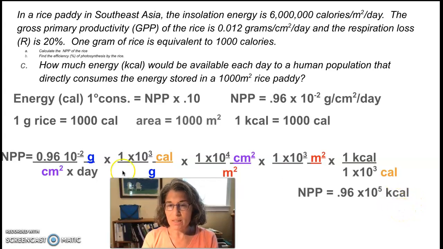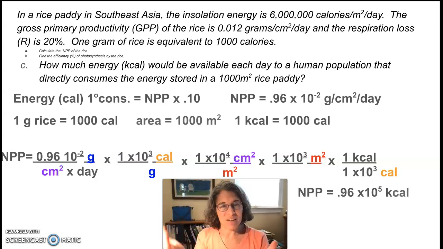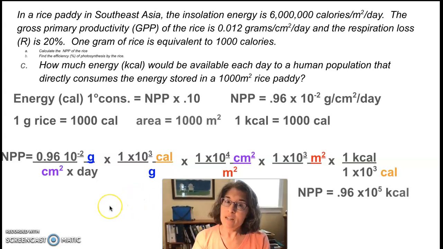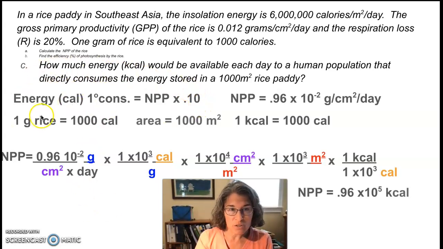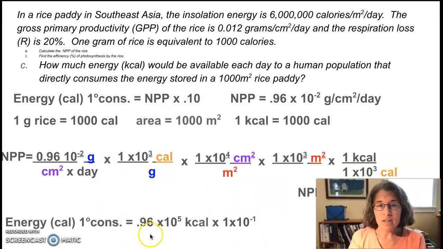We're not done yet though, because that tells us how much energy is in the 1,000 meters squared of rice. But we want to know how much of that energy is going to be transferred to our primary consumers, which in this case are the humans. And we know that that transfer is inefficient. Only 10% is going to get transferred. So we're going back to our original equation here. We've got NPP in the right units now, and now we need to figure out what 10% of that is. So our last step here is we're taking our NPP, 0.96 times 10 to the 5th kilocalories, and we're multiplying it by 10 to the negative 1, or by 10%.